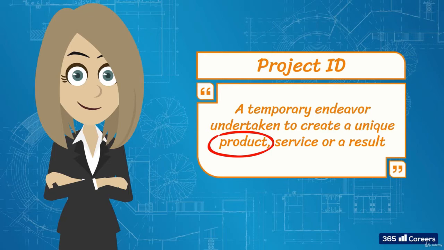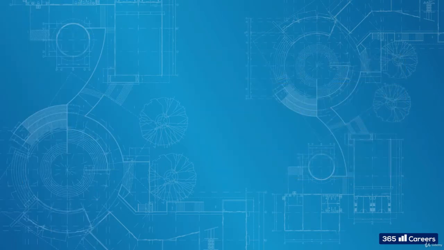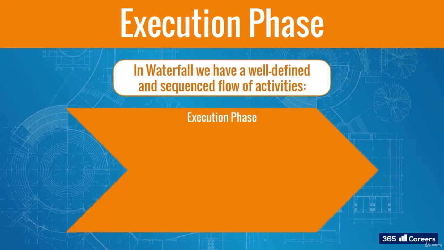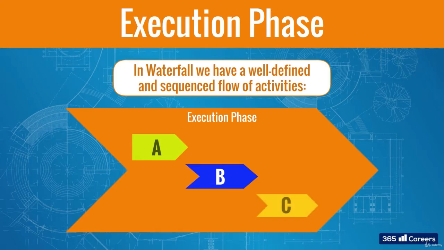Okay, let's focus on the project activities which take place during an execution. From theoretical perspective in Waterfall, we have a well-defined and sequenced flow of activities. We complete activity A and then move to B. Once A is completed and B is started, we do not go back to work on A, it is a closed case. After B is done, we continue with C, and so on.